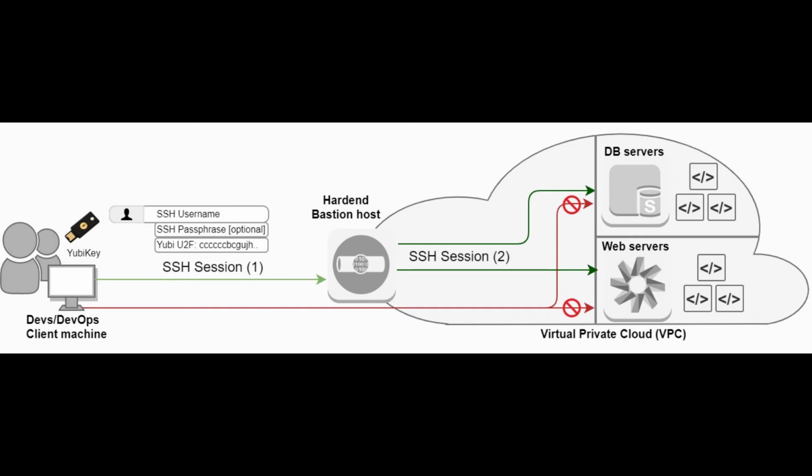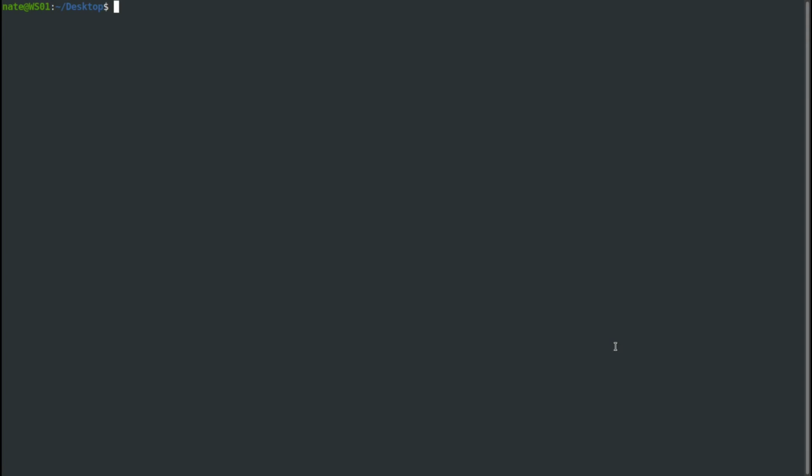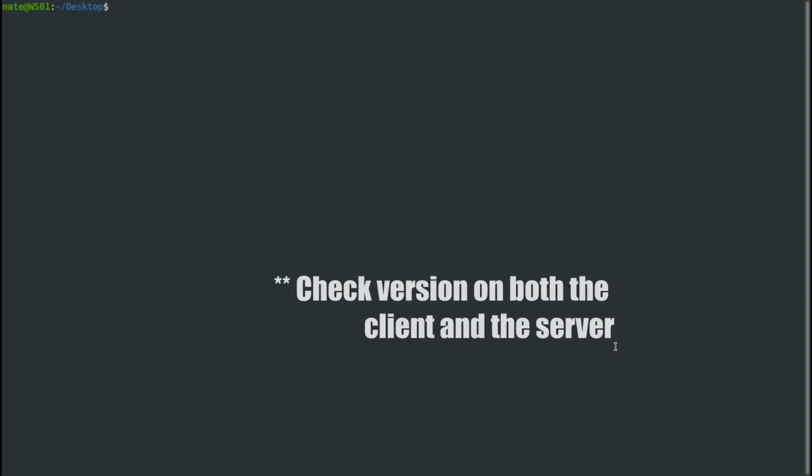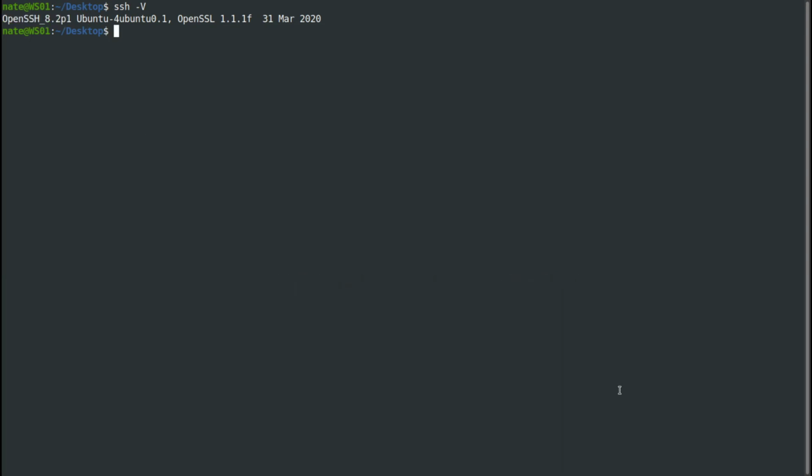This sort of setup is ideal for hardened jump boxes that connect to your cloud infrastructure or backend servers. To get this set up, the first thing we need to do is make sure both the client and the server are running OpenSSH 8.2 or higher. In order to check this, you'll run the ssh -V command, and you can see what version of OpenSSH you're running. Next, we need to generate the SSH key pair.